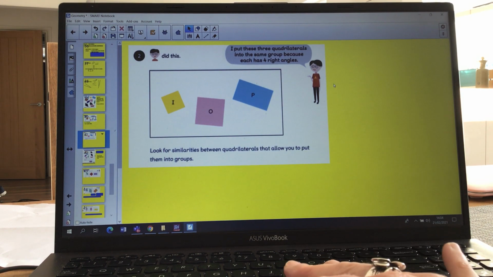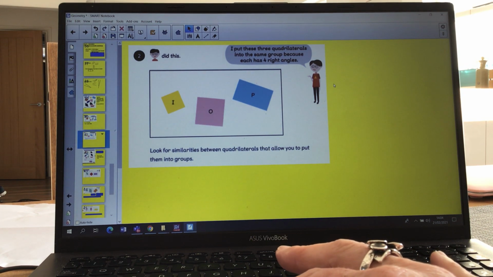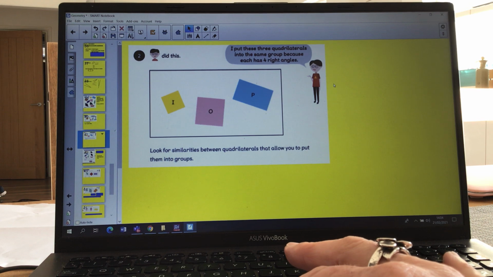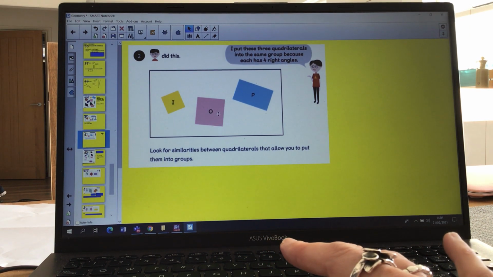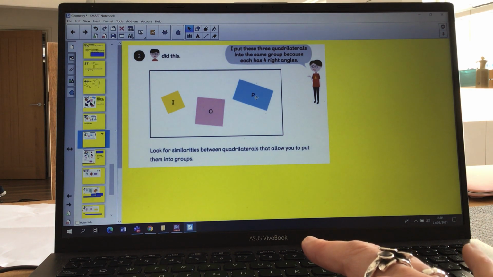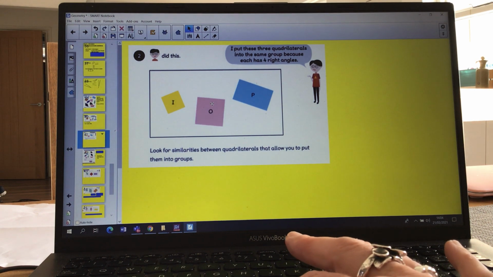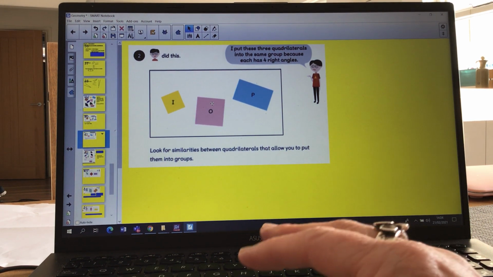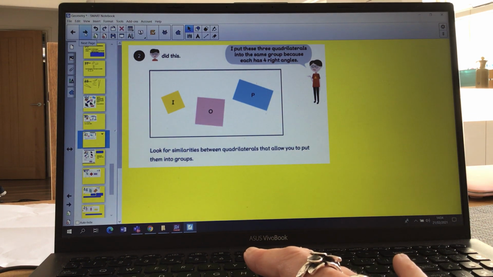This little boy said, I put these 3 quadrilaterals into the same group because each has 4 right angles. So he's thinking now about the right angles. He's got 2 squares and he's got a rectangle as well, okay? And he's put those together because he thinks they can be grouped quite nicely. And he's right, because of those 4 right angles, they do belong in a group together. They are similar.